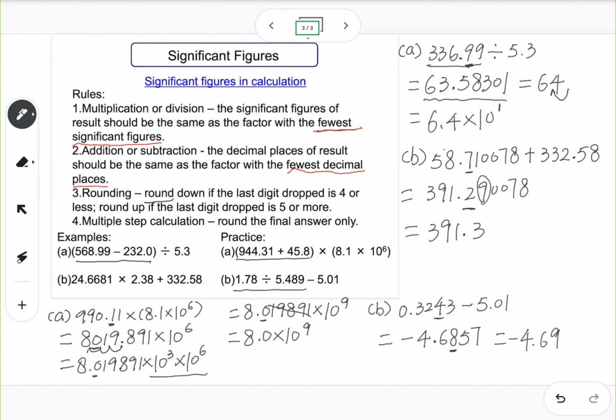All right, I hope this practice can help you understand how we deal with significant figures in calculation. Let me know if you have any questions.